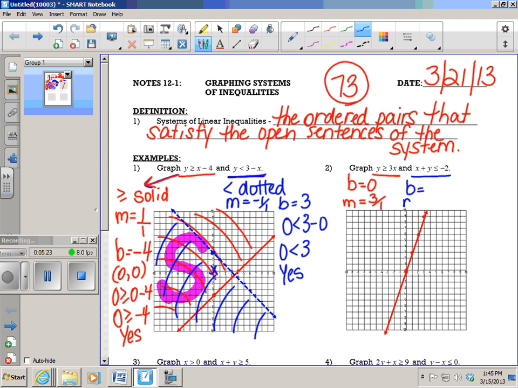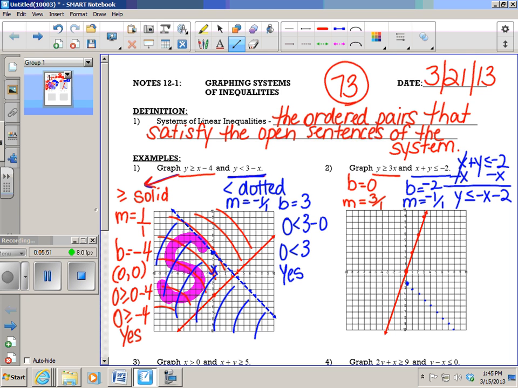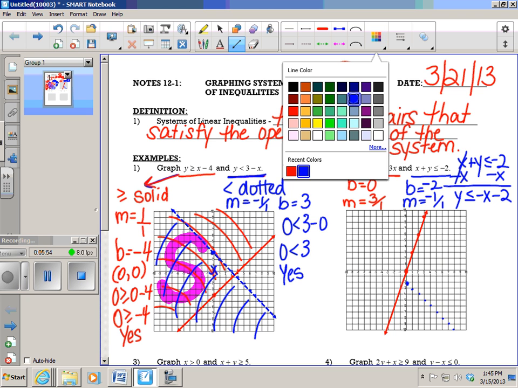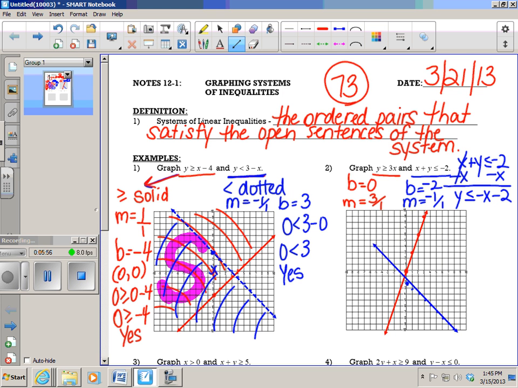What about my y-intercept and my slope? Well, I can put this into y equals form by subtracting x from both sides. I get y is less than or equal to negative x minus 2. So my slope is negative 1 over 1. My b equals negative 2, so that's where I'm starting. Negative 2, and then going down 1 over 1 for each point. I'm going to plot a solid line. It's blue.